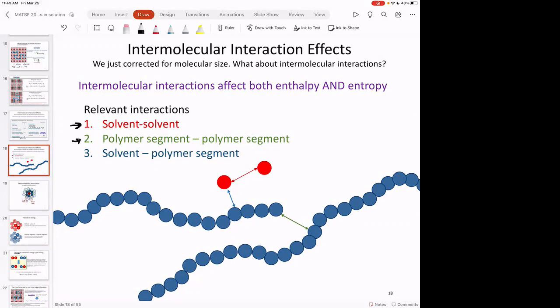And we're going to talk about polymer segment, and the polymer segment is kind of like the repeat unit. That's good enough for now. And then you have the crosswise interaction, you have the solvent-polymer interaction. So all three of those things need to be accounted for when we think about what the delta H is.